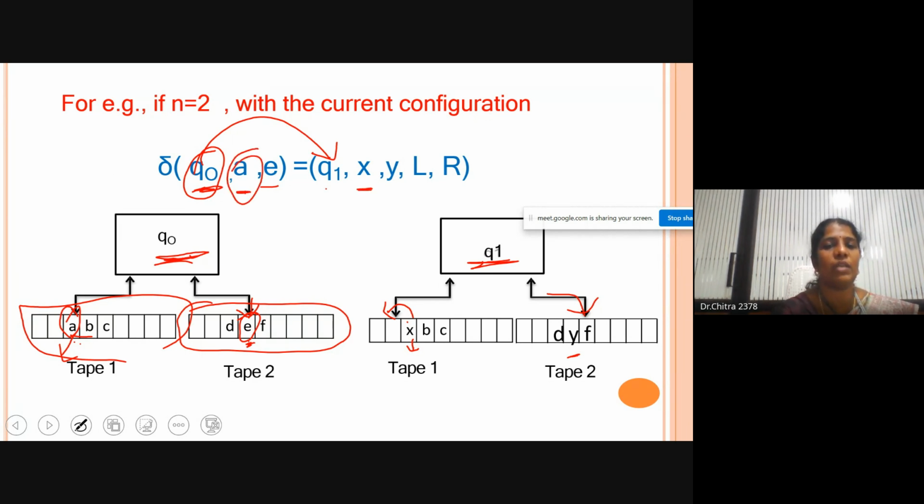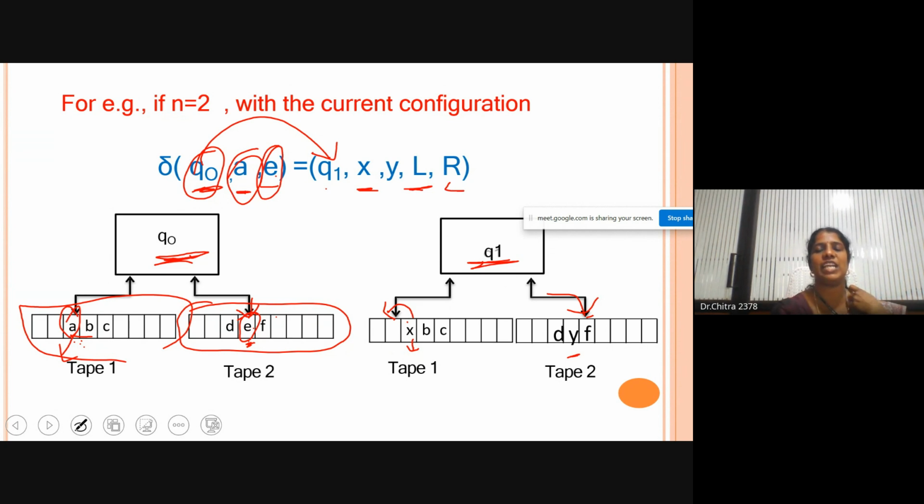Instead of only one input symbol, here two tapes are there, so I am using two input symbols. This A is converted into X and E is converted into Y. Then either head can move left or right. Here there are two tapes, hence we write two left or right operations. The first tape moves left, so the first one is the left operation, and this one moves to the right position. So this is the right operation.